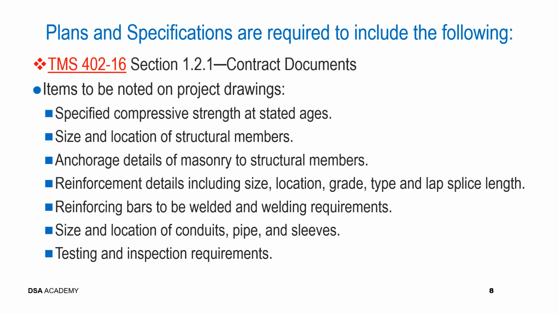Plans and specifications are the contract documents. This is covered in the TMS 402-16 section 1.2.1. This covers the compressive strength of the masonry, the size and location of the members, anchorage details, reinforcing details including size, location, grade, lap splice, etc., the rebars, the welding requirements if there are any, the size and location of the conduit, pipes and sleeves, and special testing requirements.